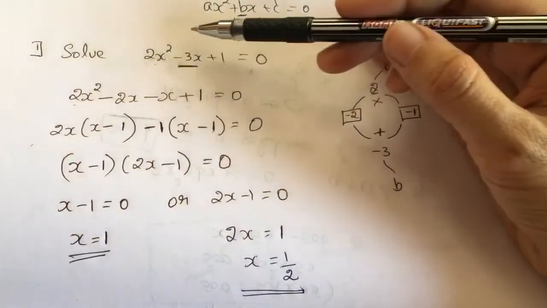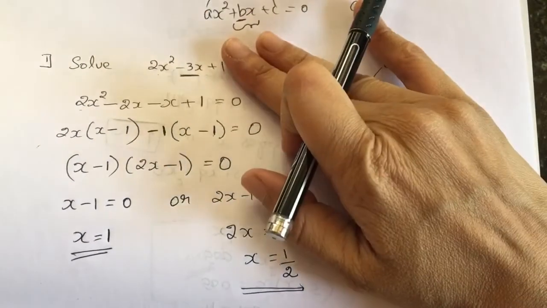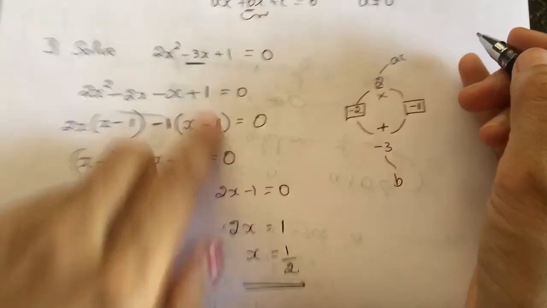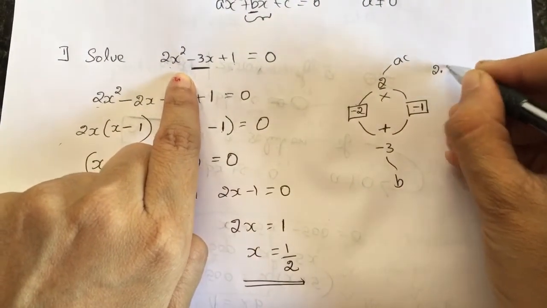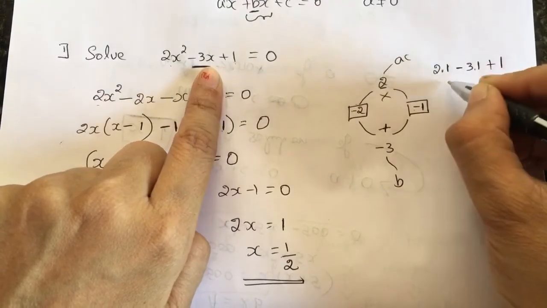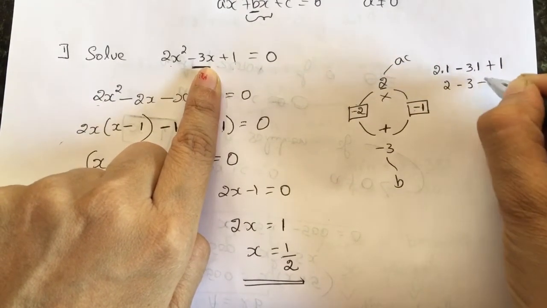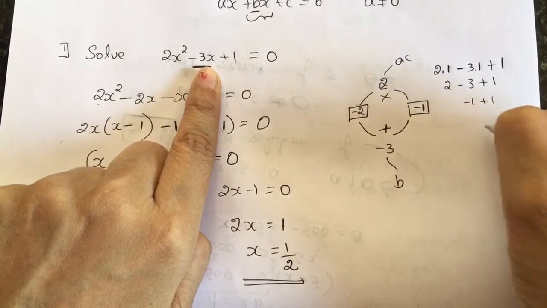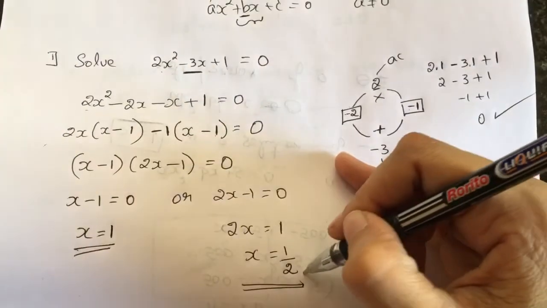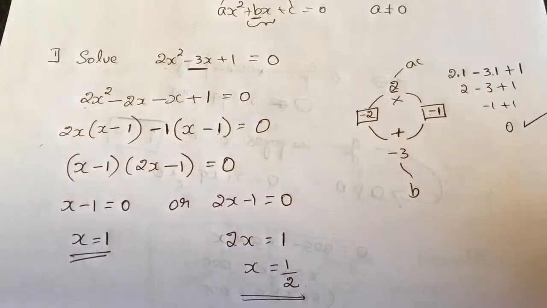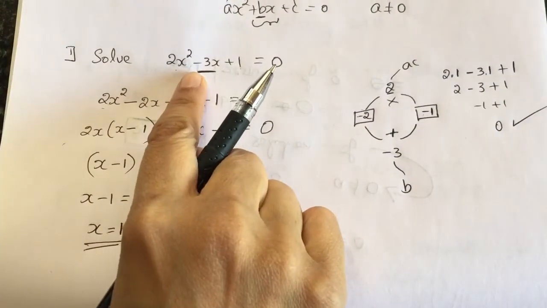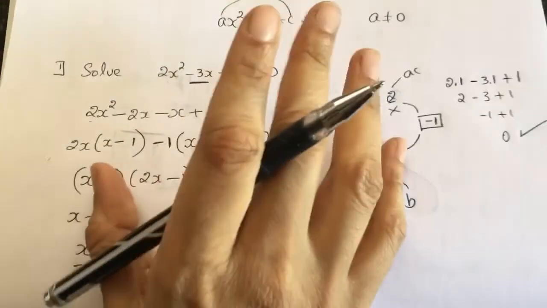You put x equal to 1 in this equation, check whether you are getting 0 or not. Suppose I put x equal to 1 in this: 2 into 1 minus 3 into 1 plus 1. 2 into 1 is 2 minus 3 plus 1. This is minus 1 plus 1, so it's equal to 0. So my answer is correct. You can even check with the other answer also. So this is how we are doing. We are just factoring the middle term. That's why it's called factorization method.